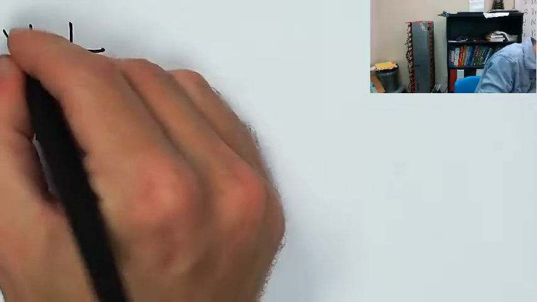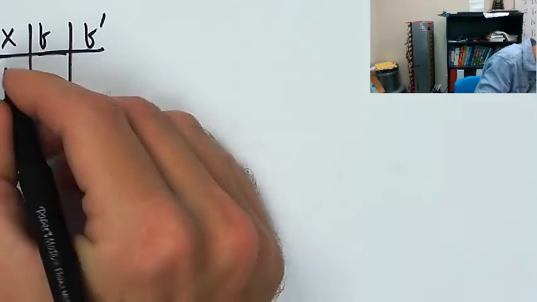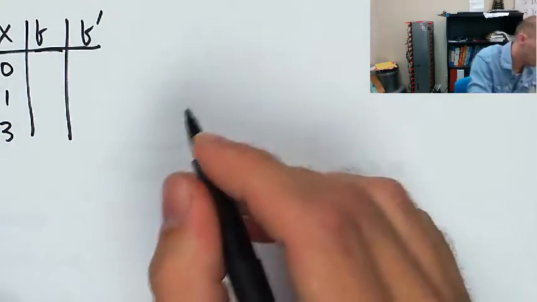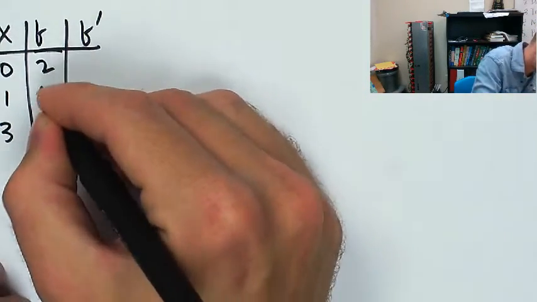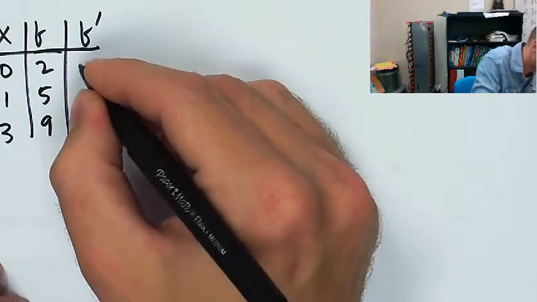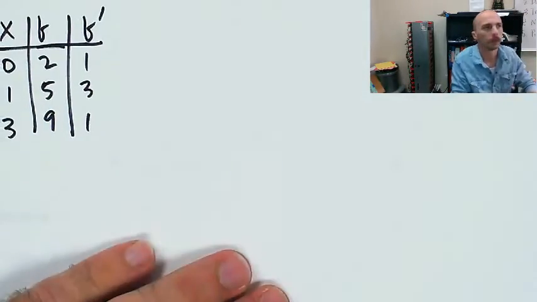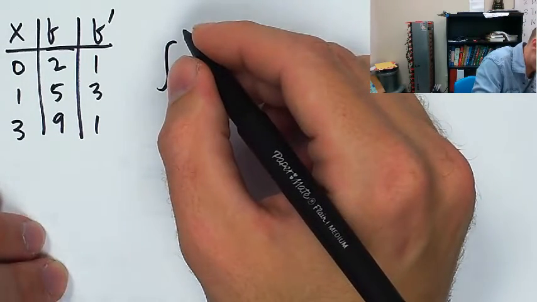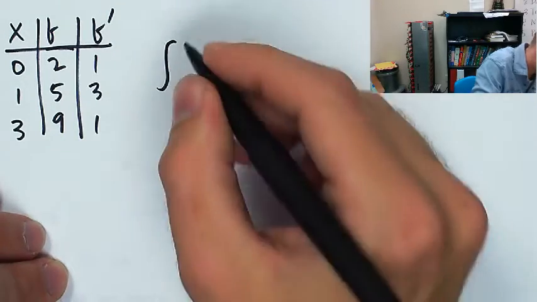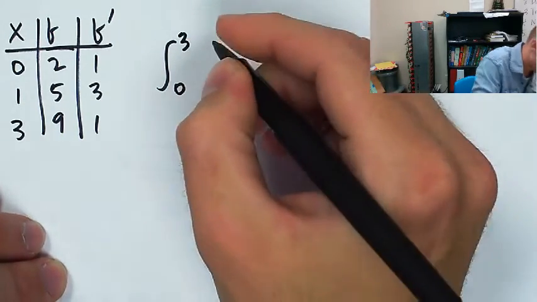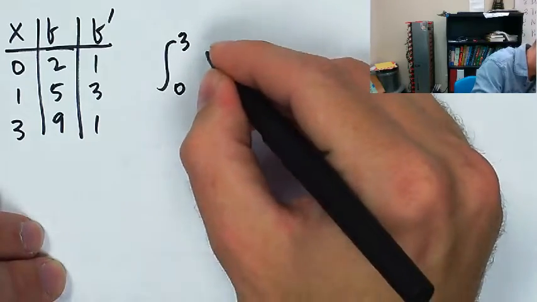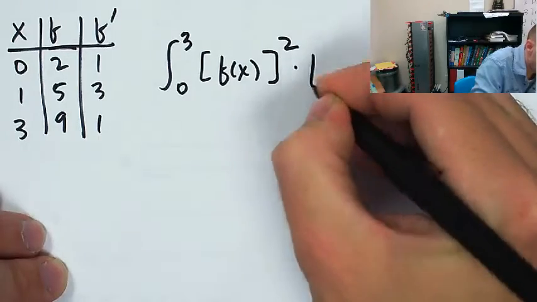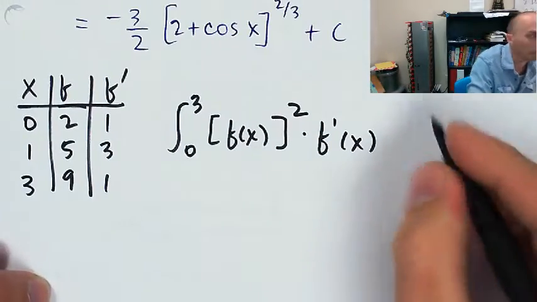Okay, yeah, now you can see that. x, f prime maybe, 0, 1, 3, I don't know. I won't need this much. 2, 5, 9. I don't know. 1, 3, 1. Who knows? All right. Here I've got myself a table. Something like the integral from... Oh, I know just the thing. The integral from 0 to 3 of, say, f of x squared times f prime of x, dx.